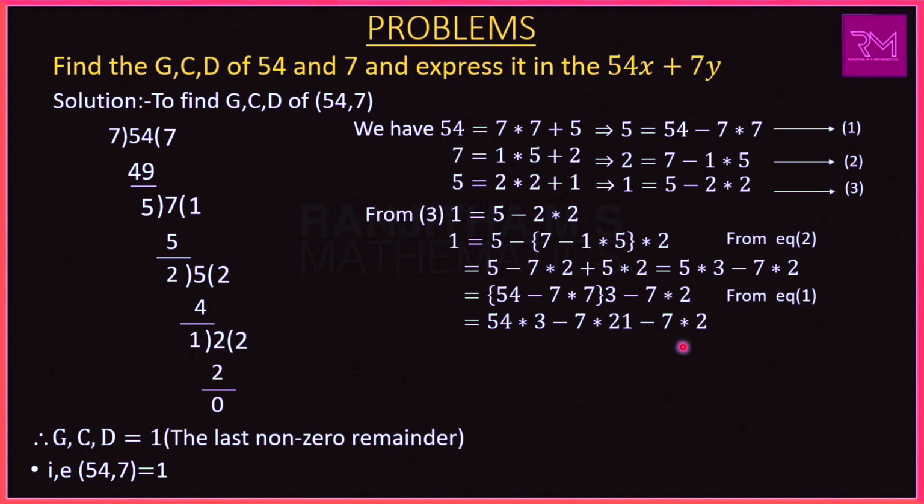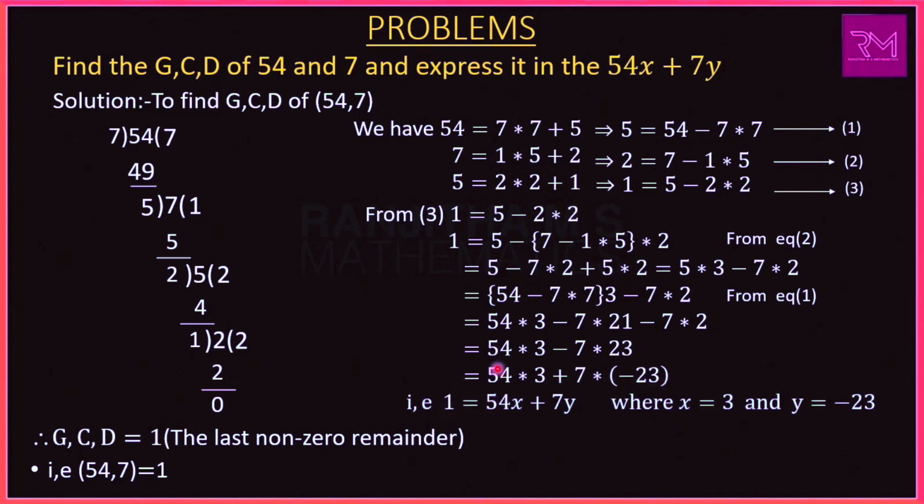Now in these two values, this is minus 7 into 21 and this is minus 7 into 2. If we take minus 7 as common, we get minus 7 into 21 plus 2. 21 plus 2 is 23. Therefore we get 54 into 3 minus 7 into 23, or 54 into 3 plus 7 into minus 23, if we take the sign inside the bracket. That is the value of 1. So 1 is equal to 54 into 3 plus 7 into minus 23.